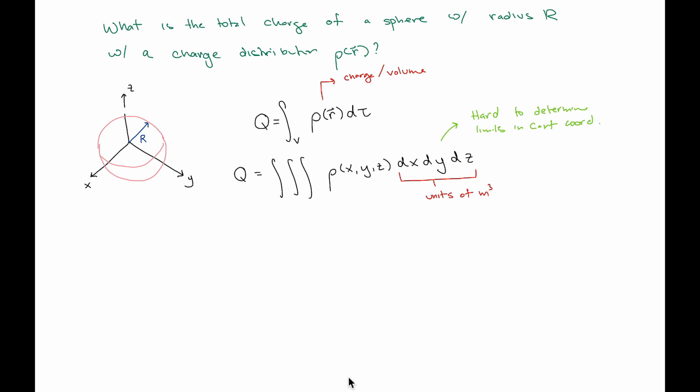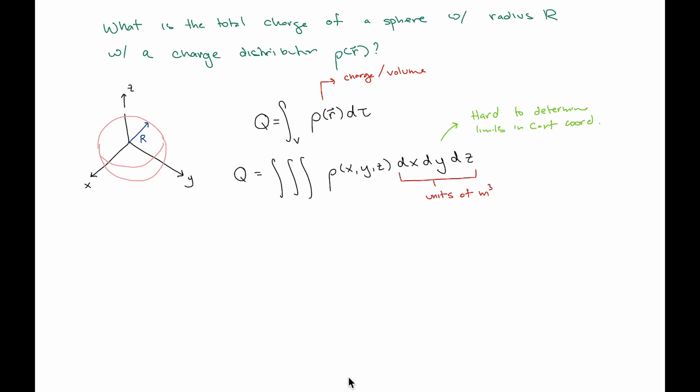It would be a different situation if I was dealing with a box or a rectangle or something like that. In that case, it would be easy to determine the limits in Cartesian coordinates. But for a sphere, it's hard, right? Because the surface of the sphere isn't following any of the axes of my coordinate system.